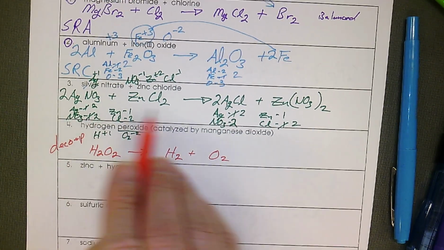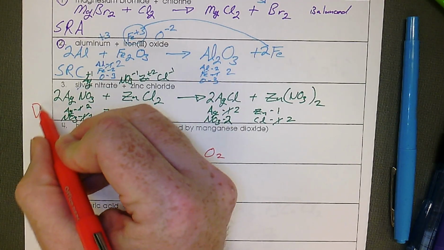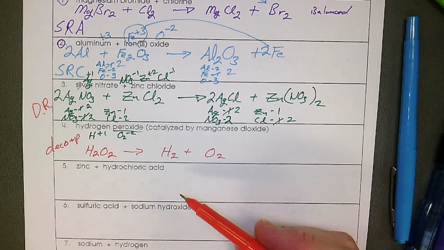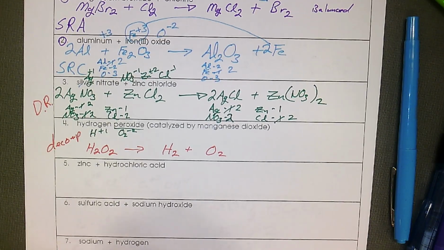Oh, I forgot to say, what kind of reaction was number 3? That's a double replacement. Very good. Okay, we're going to skip 5 because it's another single. 6 is another double. We're going to go down to 7.